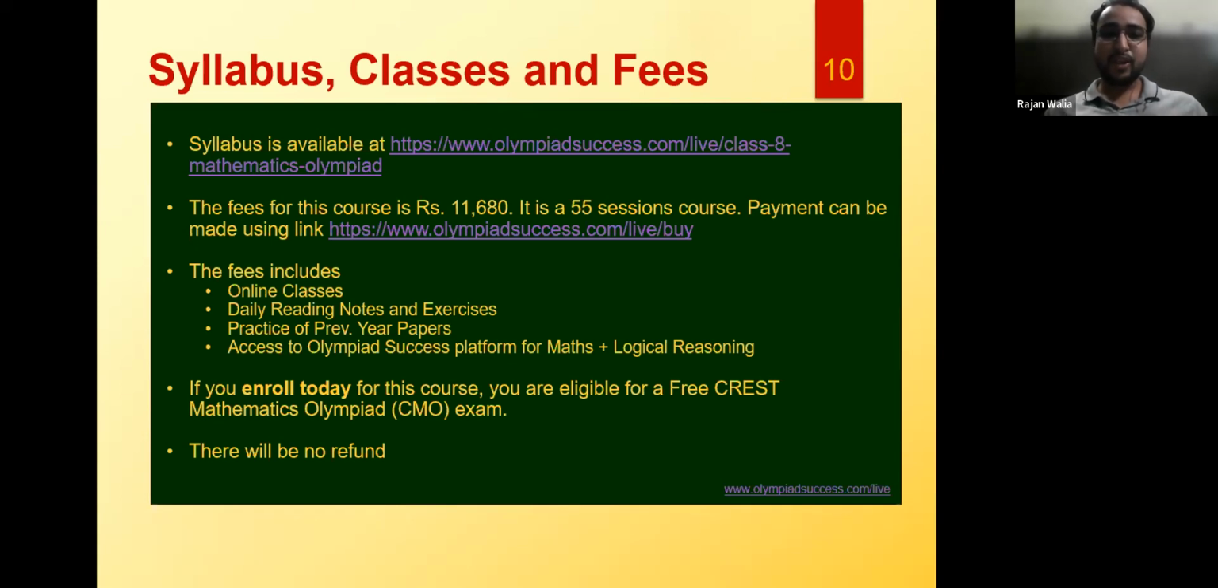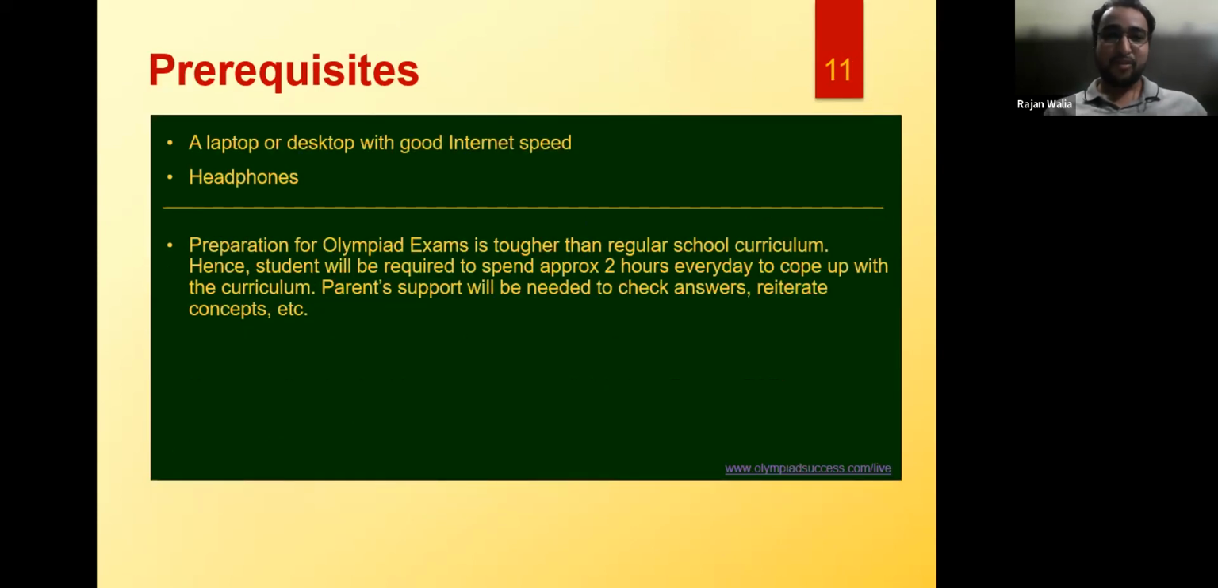The fee includes online classes, daily reading notes and exercises, practice of previous year papers, access to the Olympiad Success platform, that is maths and logical reasoning worksheets. And students, if you enroll today, you will get a free CREST Mathematics Olympiad, that is CMO exam. Now, to join this course, you just need a laptop with good internet speed and headphones.